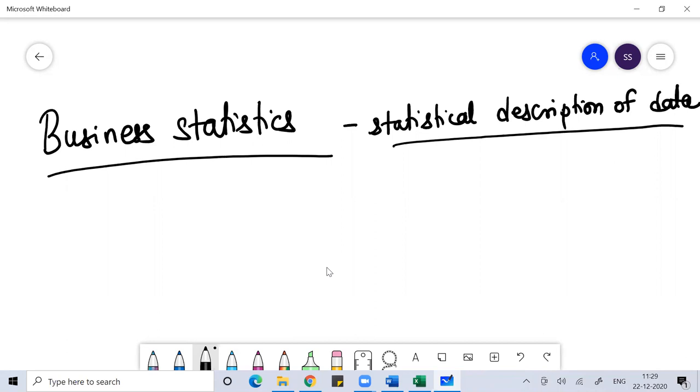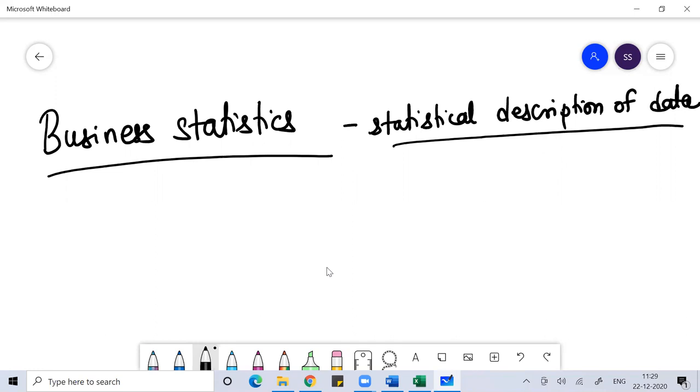Once we have data with us, we try to organize and classify the data in different groups. That classification can be quantitative classification, qualitative classification, geographical classification, or chronological classification.